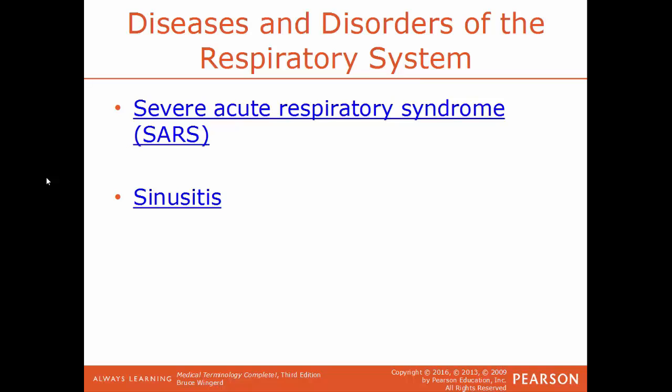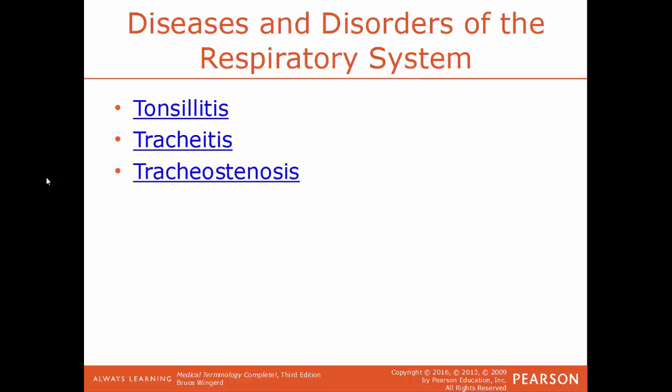And our next term here, sinusitis, this would be an inflammation of a nasal sinus, so the cavities within the skull. Tonsillitis, the inflammation of the tonsils. If this becomes chronic, tonsils may be removed to prevent further infection. Tracheitis, inflammation of the trachea, the windpipe. Tracheostenosis is a narrowing of the trachea. So the more narrow that the trachea becomes, the less air is able to be moved into the lungs.